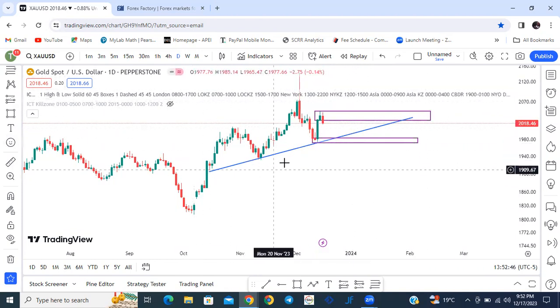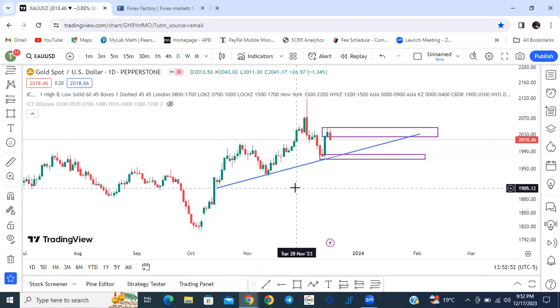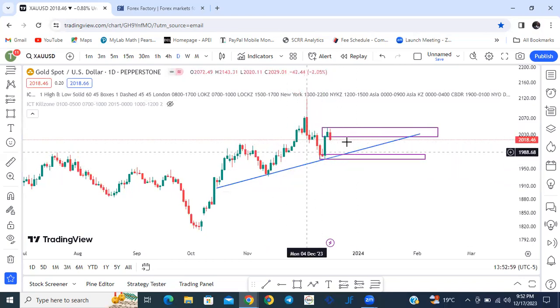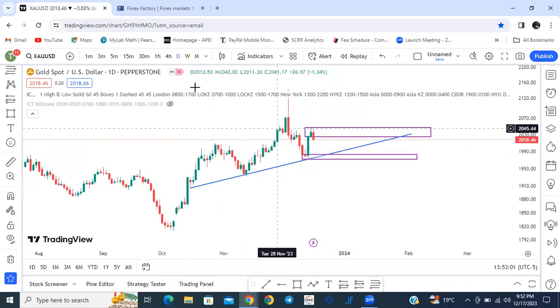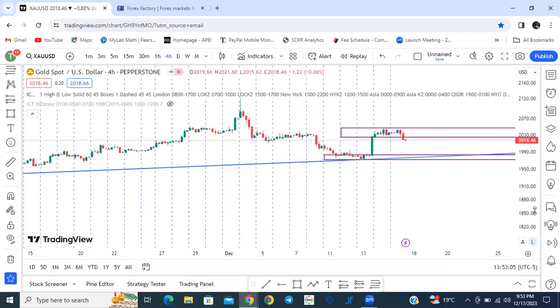So from the daily time frame, we can say actually we don't have a break in structure, because this was the previous low, the major low, and this is the major high that the price made. So right now it's trading internally. Internal structure. So we go to the 4-hour time frame.